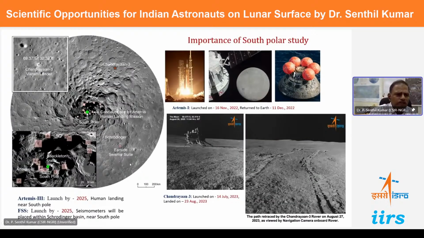So this is why volatiles and water ice are very important. They are present in the south polar region of the moon. We can understand the origin of this water, whether it came from asteroids, comets, or any other sources. This is why the south polar region is very attractive.